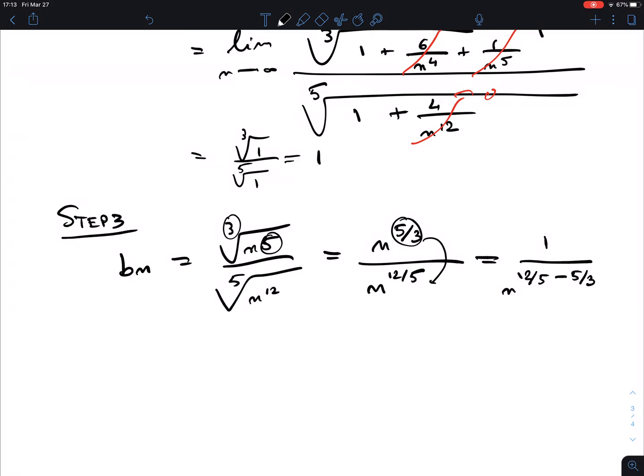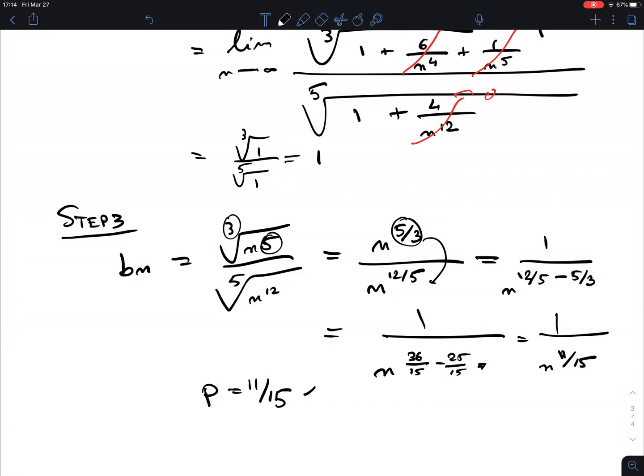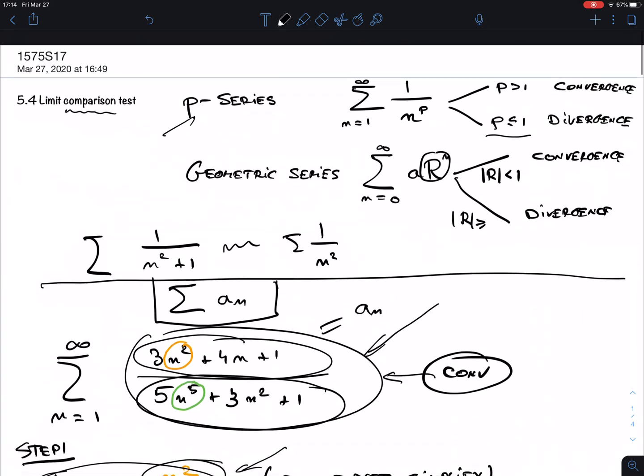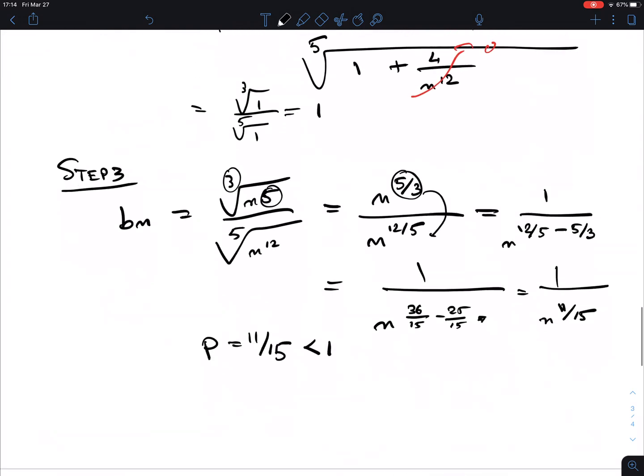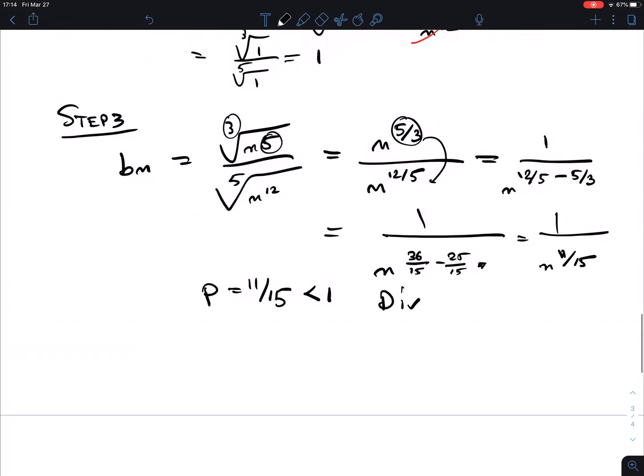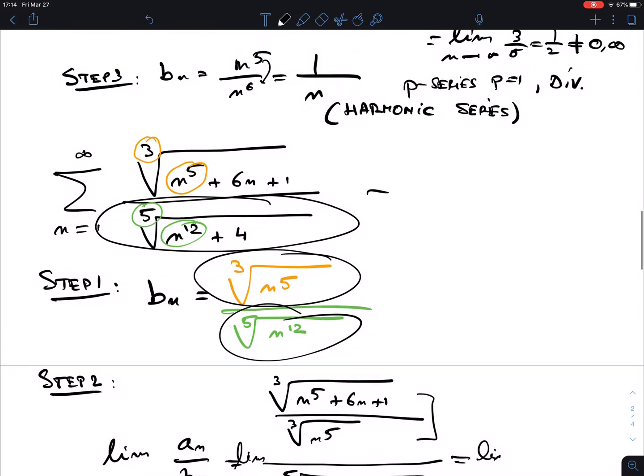Okay, what is that? I put that on common denominator. A little bit of work, but not that much. What's the common denominator? 15, right? So that's 36 over 15 minus 25 over 15. So what is that? So that is 1 over n to the power 36 minus 25, which is 11 over 15. So P is 11 over 15. What about that? Well, that's less than 1. Scroll back up. What does it mean? Less than 1, unfortunately, means divergent. So this is divergent, and so in conclusion, the original one is divergent.